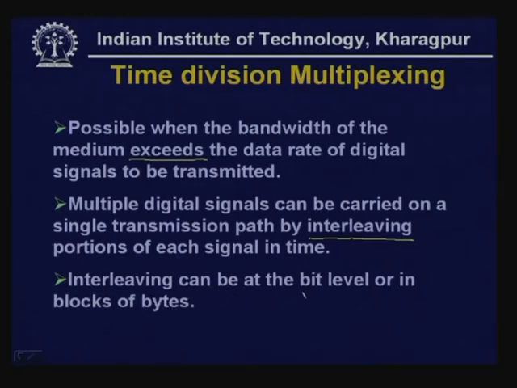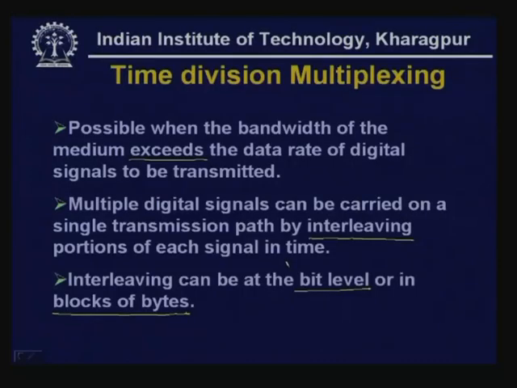This interleaving can be done at the bit level or by blocks of bytes. That means we can take one bit from channel 1, then one bit from another channel, then one bit from another channel. We can do it this way. This is called bit level interleaving. Or we can take one byte from channel 1, then a second byte from channel 2, then the third byte from channel 3, and so on. So, this way we can do interleaving in terms of bits or in terms of blocks of bytes.